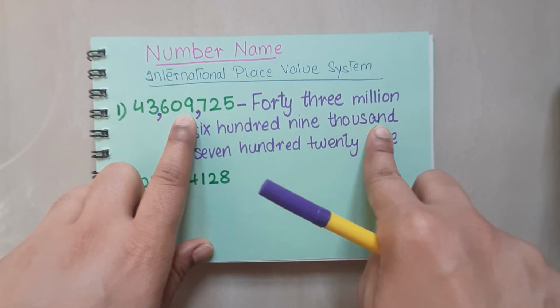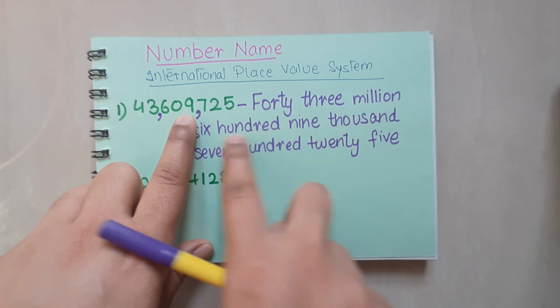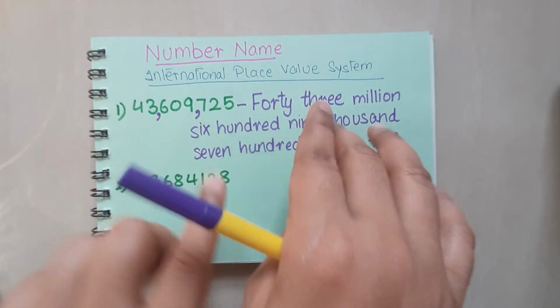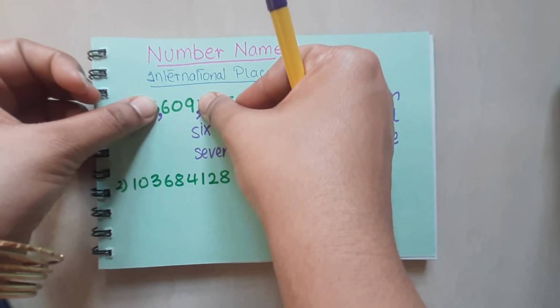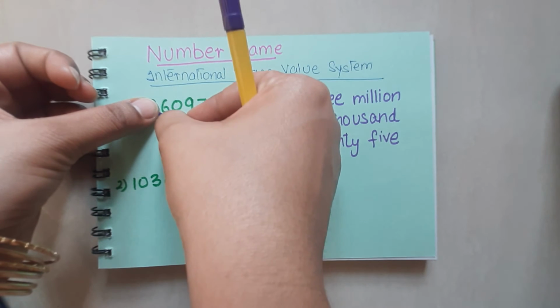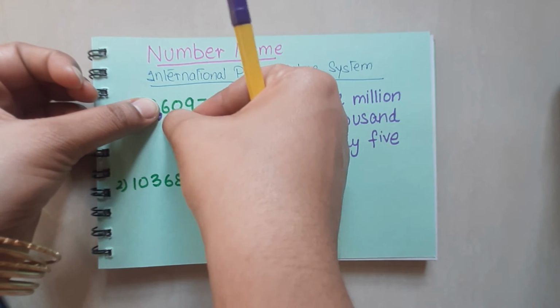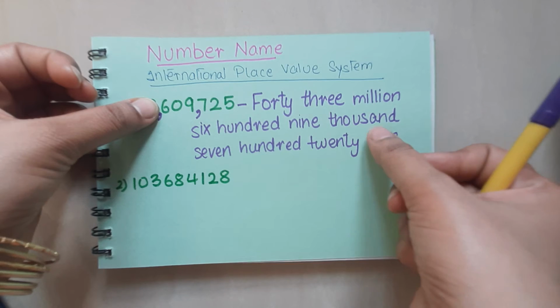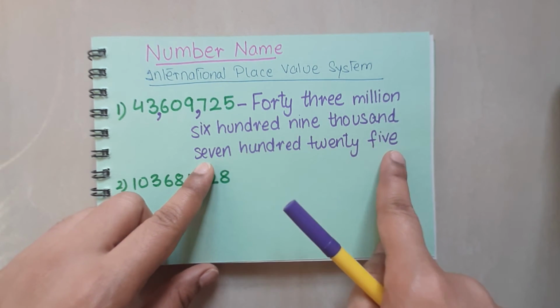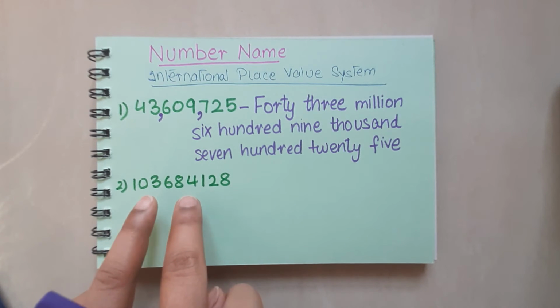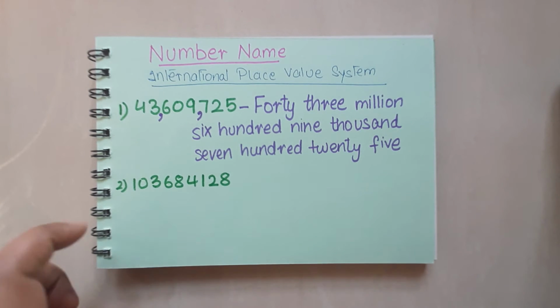609,000. Now many kids forget to write thousand, or many kids forget to write hundred. You need to remember that when we are writing the number name for the thousands period, first we have to speak the number together, like it is 609, and then we mention the period. Okay, so 725.